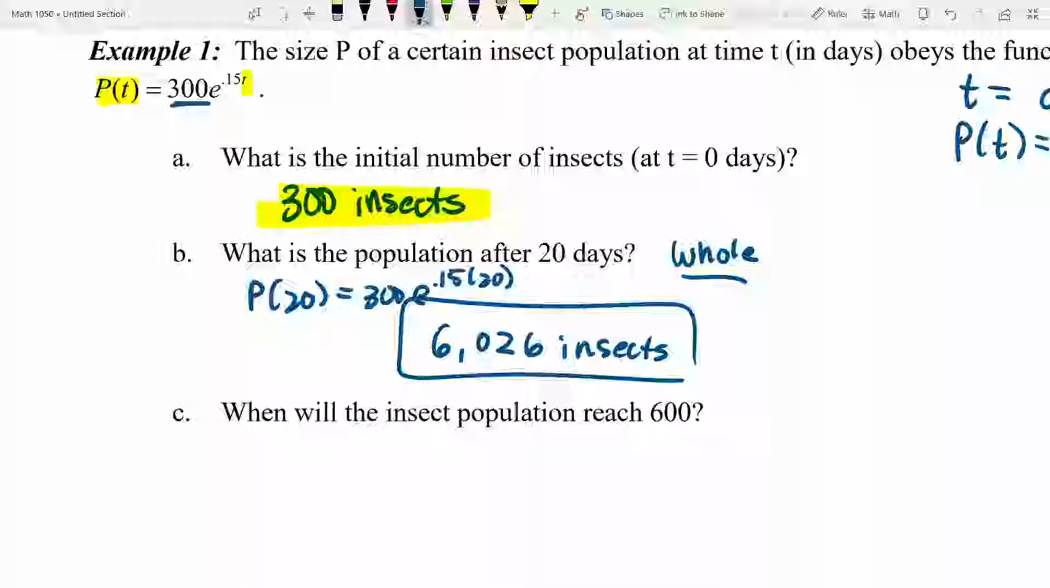Okay, question C. When will the insect population reach 600? There's a lot of people in this room, okay? Does the 600 go in for P of t or does it go in for t?